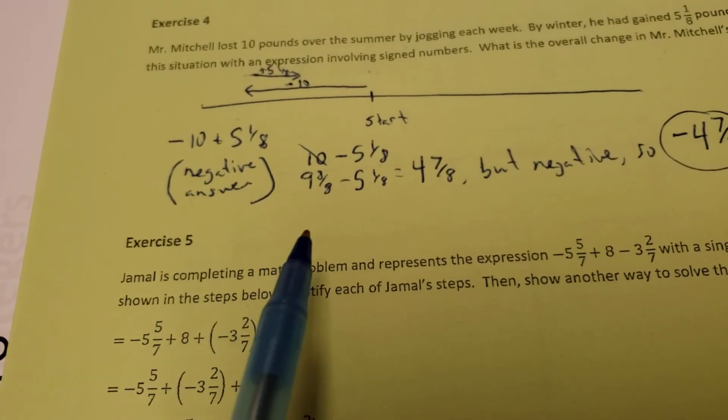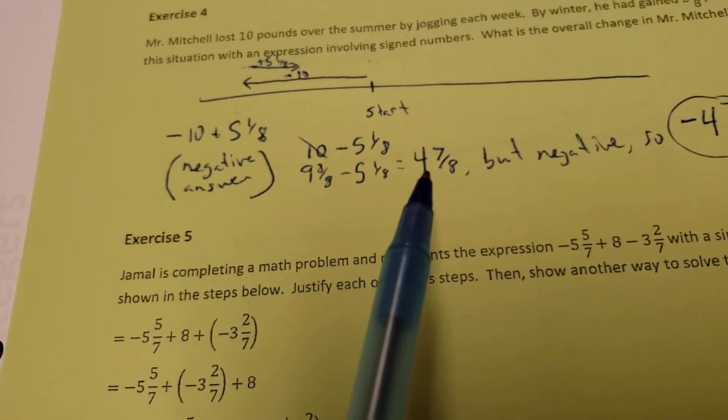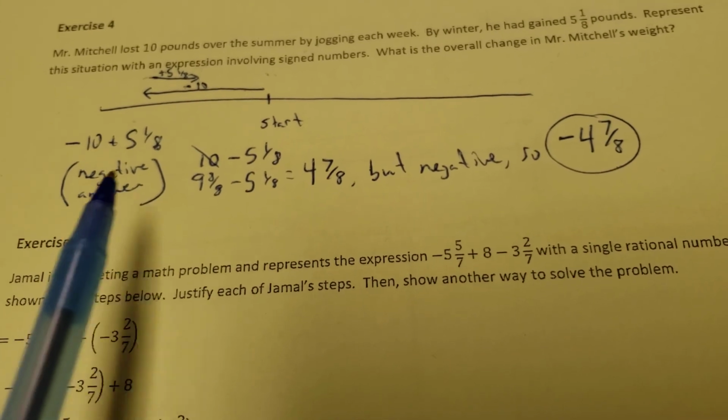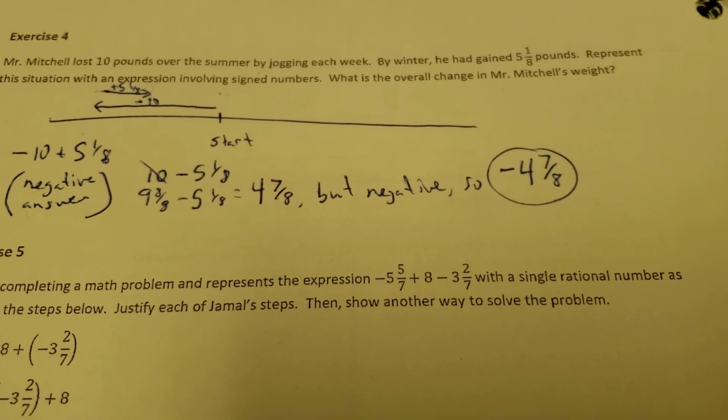So we have common denominators. Now I can do 8/8 minus 1/8 gives me 7/8. 9 minus 5 is 4, so I get 4 and 7/8. But remember, we did decide we're going to have a negative answer. So it's negative 4 and 7/8. He's still down 4 and 7/8 from what he started.